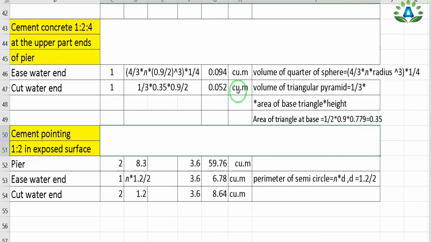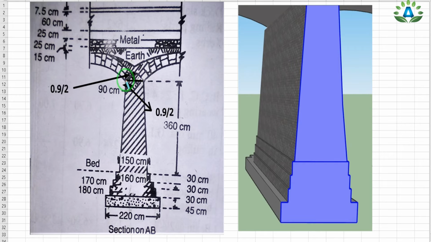So now we have to put the value of this area of the base in this formula. So here we have this total width of this pier, 90 centimeter. That means the diameter equals 90 centimeter, and this portion is the radius. So radius equals 90 by 2 or 0.9 by 2 meter, and we know that the radii are equal. So this portion is also the radius, and this height is also the radius. So we can easily write the height equals 0.9 meter by 2.